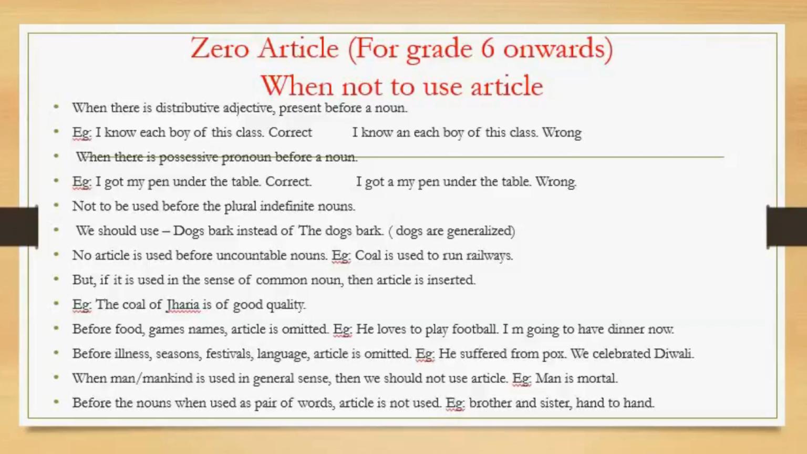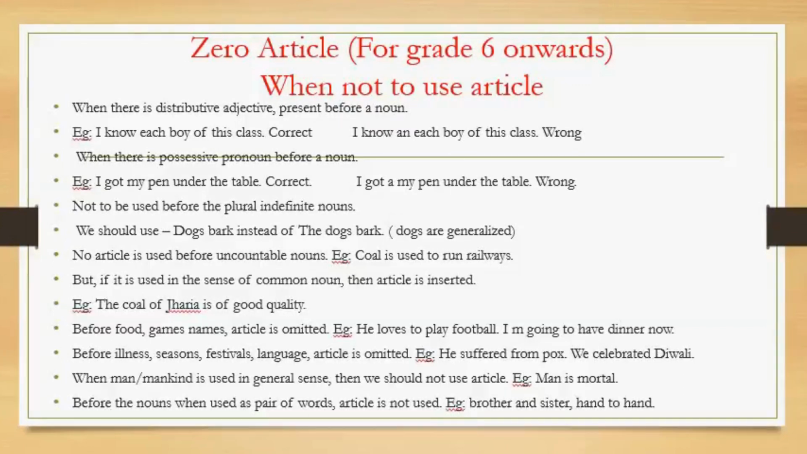English is all about the role of words in a particular sentence. Based on that, we have to apply grammar rules. So let's see one more example where an article has been used. But if it is used in the sense of a common noun, then an article is inserted. The coal of Jharia is of good quality. We are talking about the quality of coal. So here it is used in the common noun sense. So here an article has to be used.